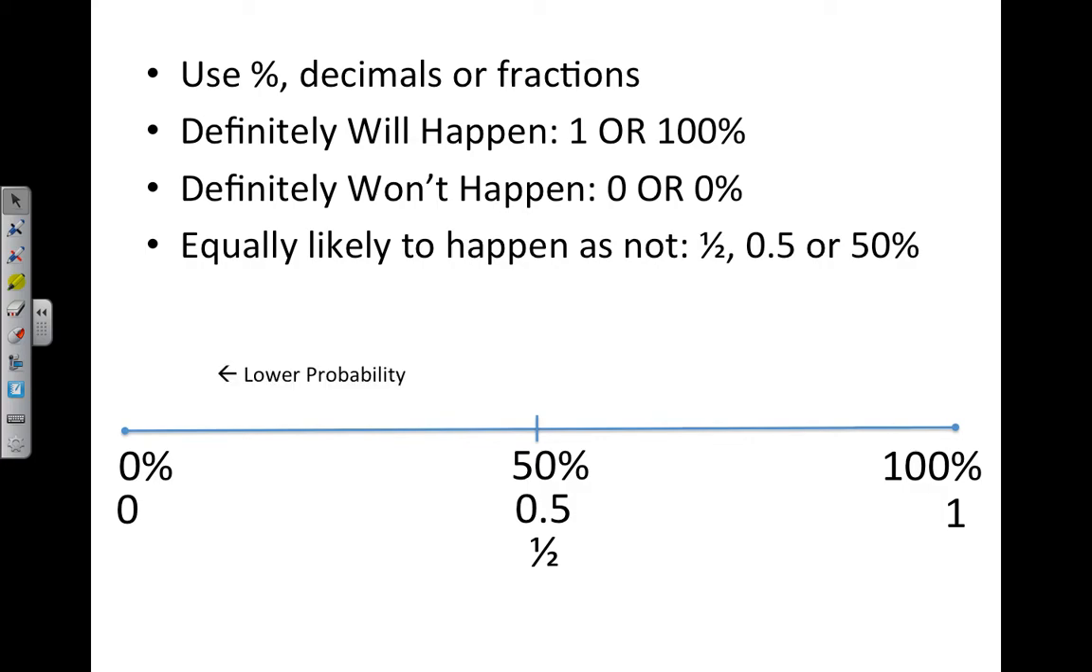If we go down to the left, that is a lower probability, things that are less likely to happen. Higher probabilities go up to the right, meaning that they're more likely to happen. So something that has a 75% probability of happening is more probable than 50%, but less probable than 100%. Something with a 20% probability is pretty low compared to 75% and 50%, but it's higher than 0% probability.